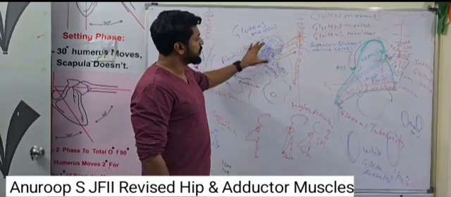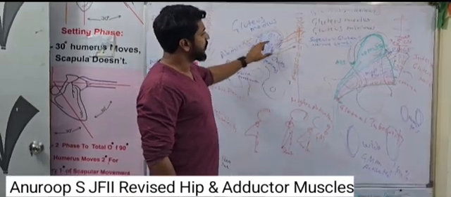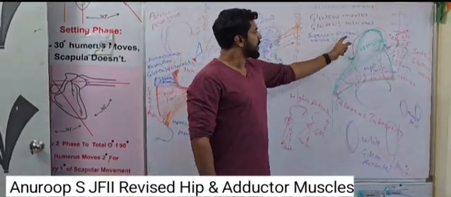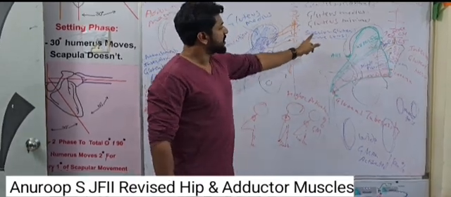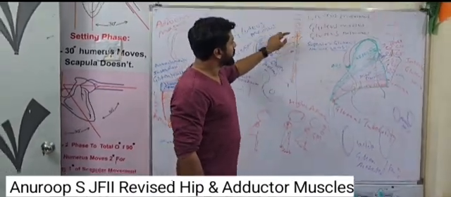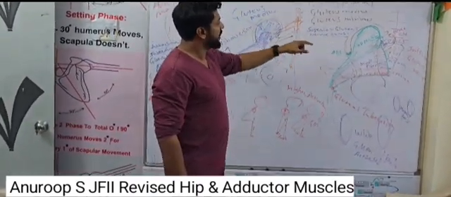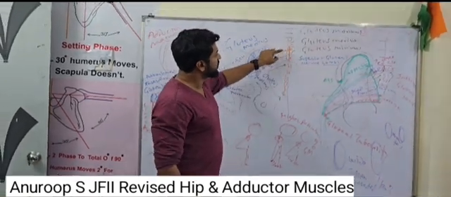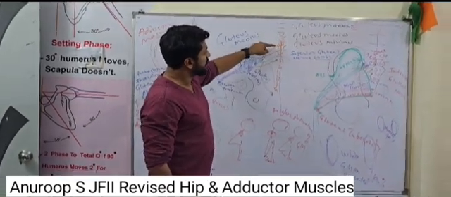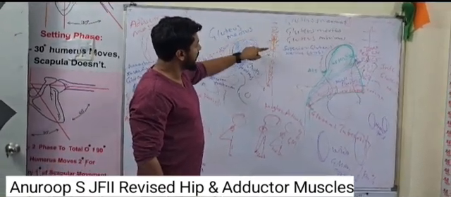These muscle groups are activated by the nerve known as the superior gluteal nerve. The name superior came because I will explain the inferior later. Superior means it starts from L4, so it starts from L4, L5 and S1.